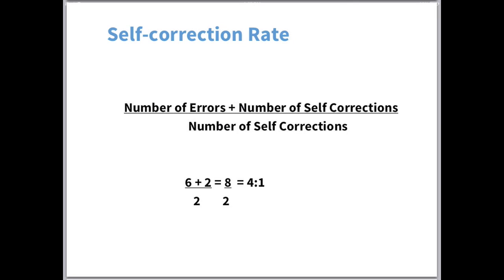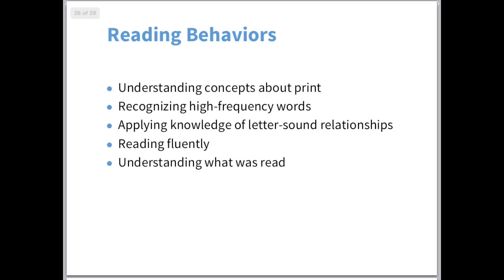A self-correction rate of 1 to 1, 1 to 2, or 1 to 3 means that a student is really monitoring their reading. They are aware when they make a mistake and that the meaning breaks down. High self-correction rates tell you that a student is not aware of their errors. This often indicates weaker comprehension.